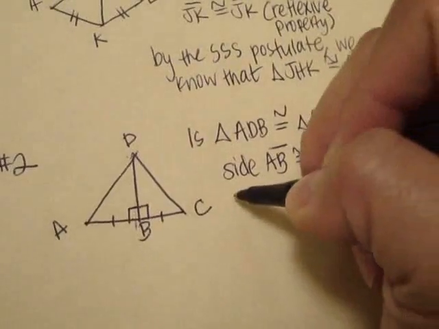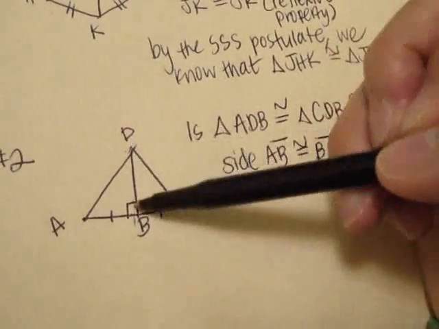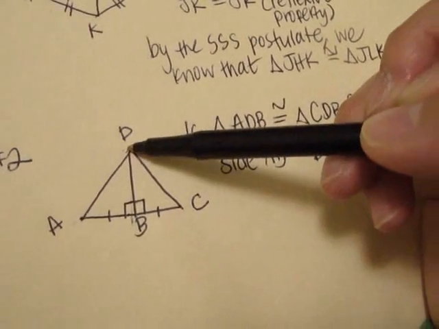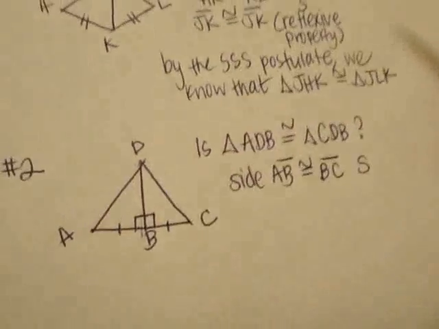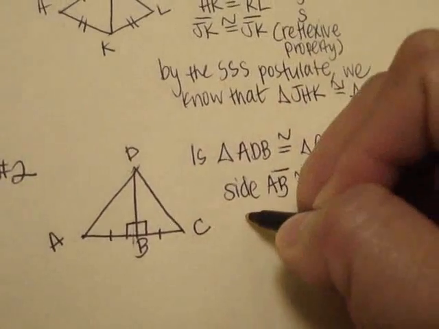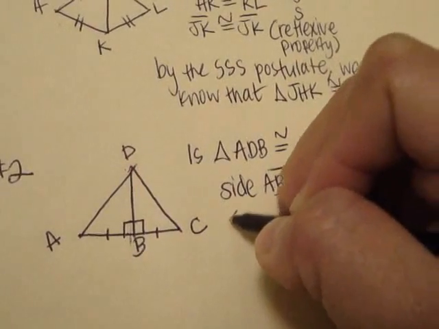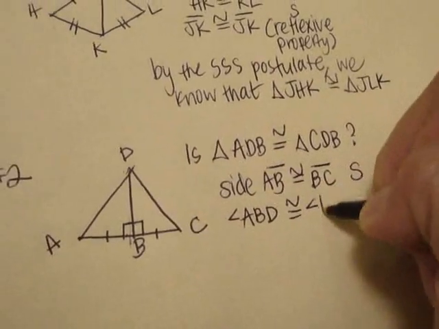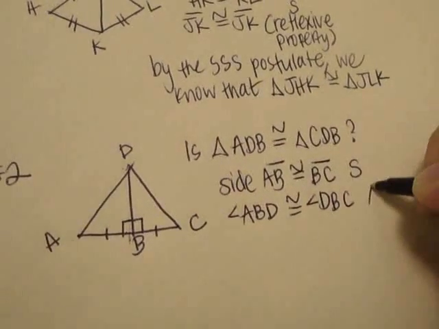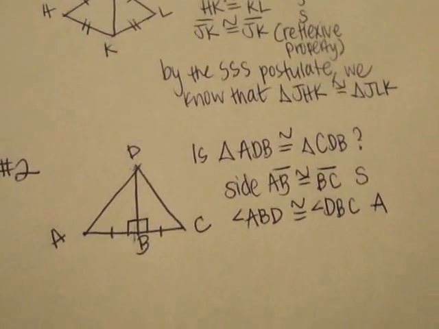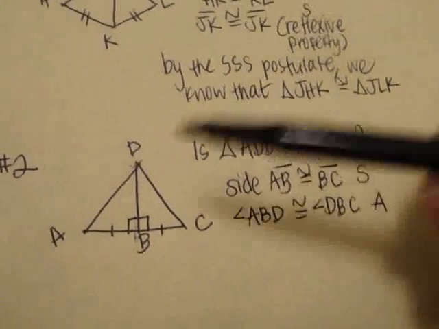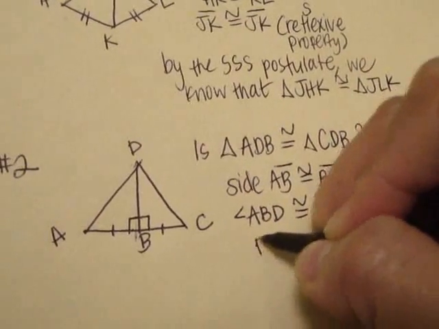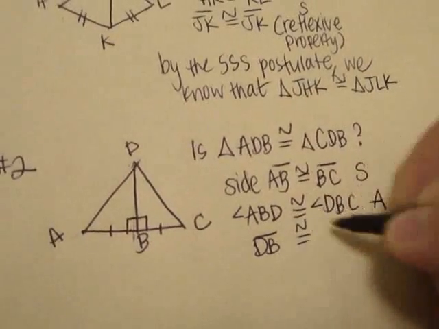We know that because angle DBA is 90 degrees and angle DBC is 90 degrees, we can then conclude that these two angles, because they measure the same thing, are also congruent. So let's write that down. Angle ABD is congruent to angle DBC. Those two angles are congruent. Now, because the two triangles share a side, we can go ahead and make a statement where we say that DB is congruent to DB.